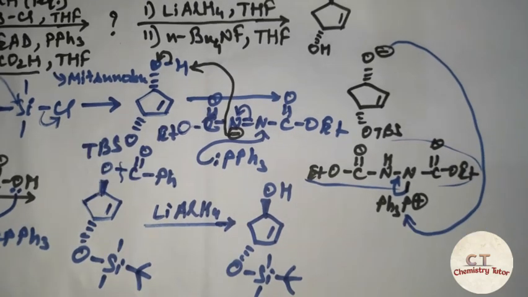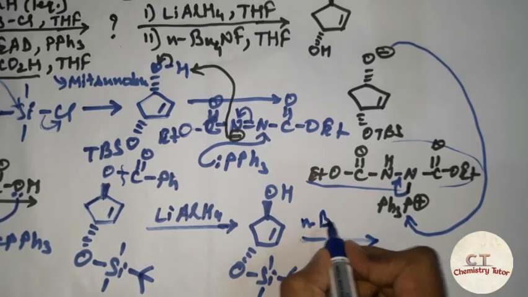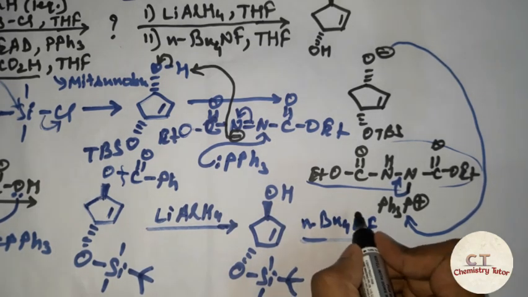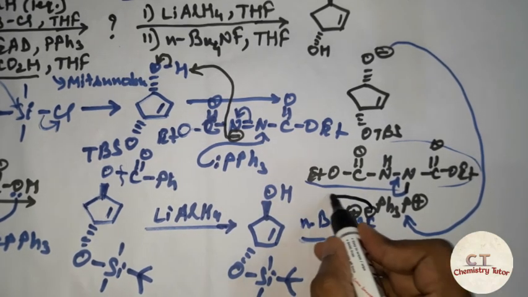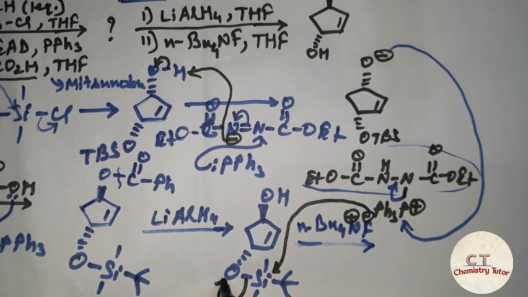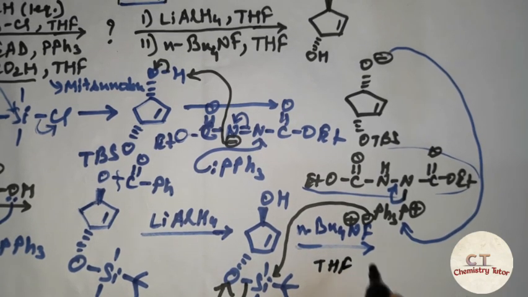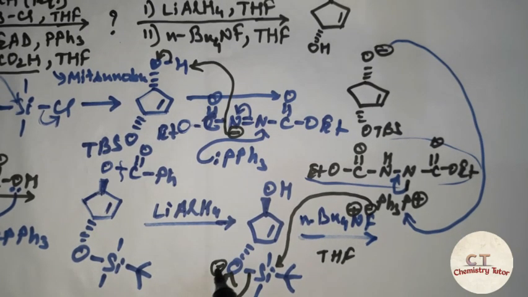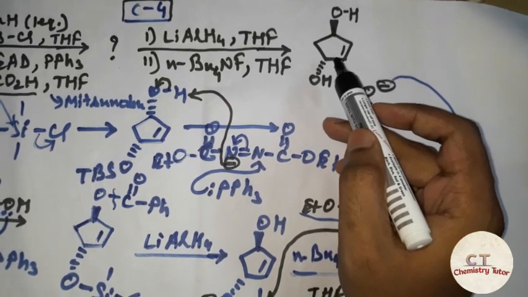Now in the final step there is N tetrabutylammonium fluoride, so it can be written as N plus F minus. We know fluoride has good affinity towards silicon, so it is going to attack silicon, and this bond will break, and here negative charge will be generated. And since tetrahydrofuran is given, the negative charge generated here is going to abstract a proton from the solution, and thus we get the final product here.